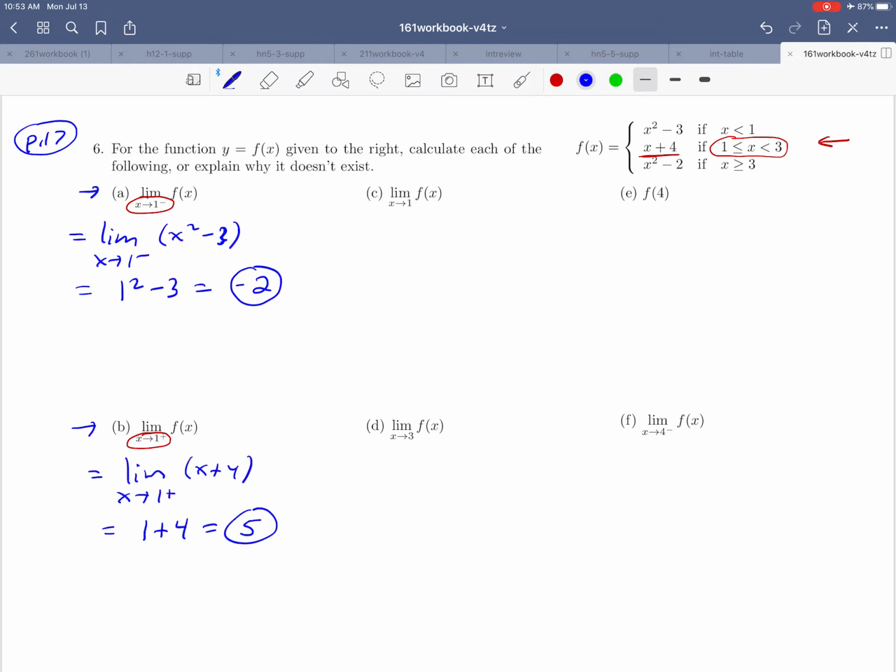Okay, and then we come to C. So the limit as x approaches 1 of f of x, this is a two-sided limit, which means that we're worried about what's happening from the right and the left-hand side of 1. Well, notice that we already calculated the two one-sided limits on either side of 1. We got negative 2 from the left-hand side, and we got 5 from the right. Are those two numbers the same? No, they're not equal to each other, and so that means that this limit in C does not exist because those two one-sided limits are not equal.